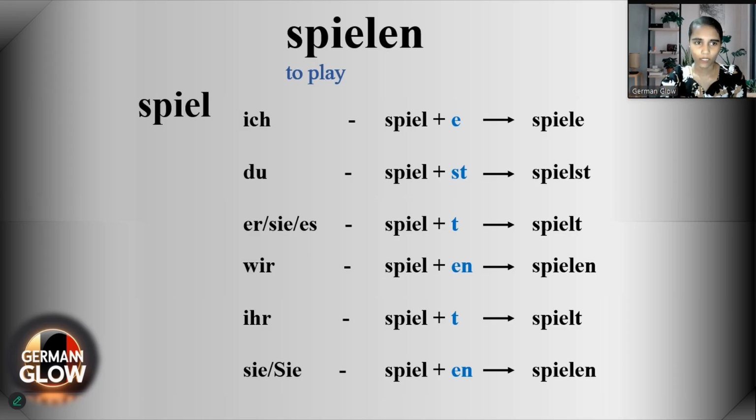Ihr means you, informal, plural: spiel plus t, spielt. Sie, capital S, means you, plural and singular. This is the formal way: spiel plus en, spielen. Regular verbs follow the same pattern in the conjugation. You remove en or n, keep the stem and add the same endings.